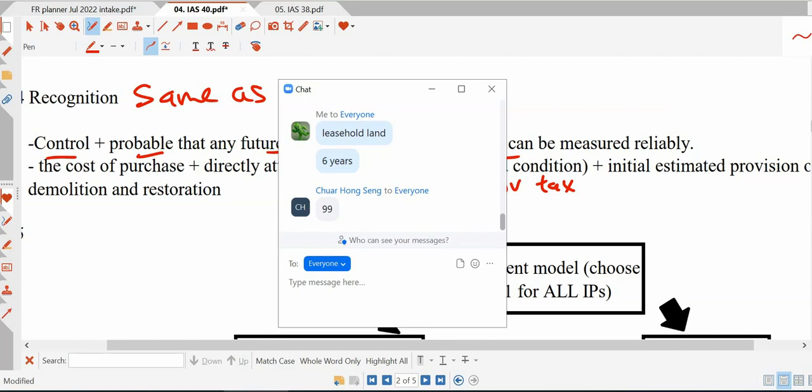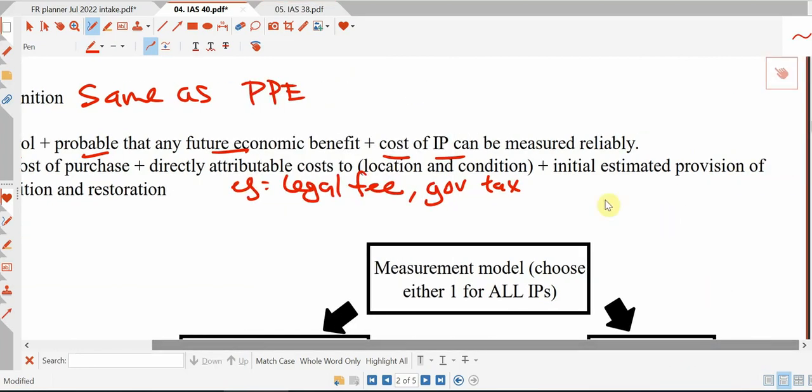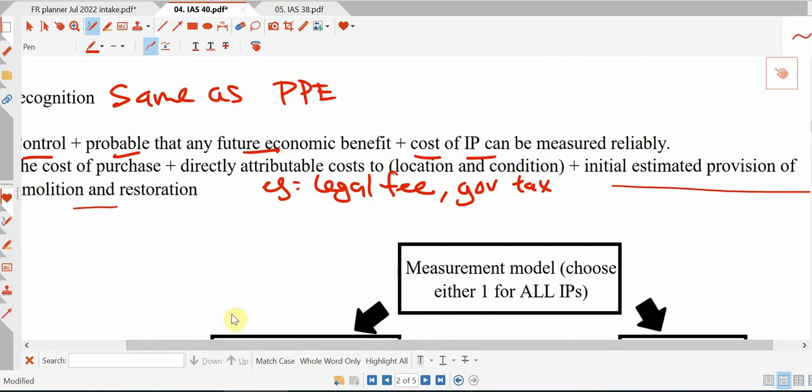The government said, hey, you want to pay or not? One more time the market value of the land, and you can use it for another 99 years. So that's why, if you lease the land for short term to do investment property, you probably have to do a demolition. You've got to remove that investment property. Same as PPE, you install the aircon, but after some time, you've got to remove the aircon. So all these estimated costs are added together. Cost of purchase, legal fee, government taxes, and estimation of provision for demolition, all go inside as your investment property cost, total initial cost, same as PPE.